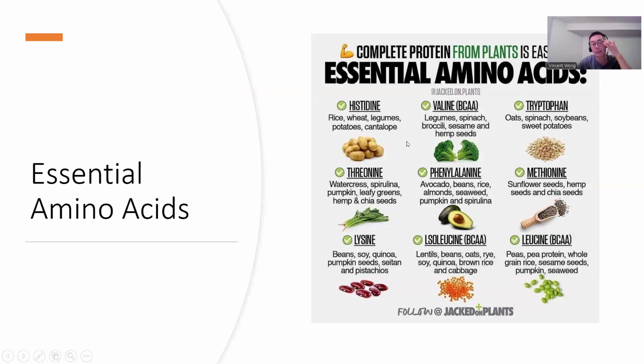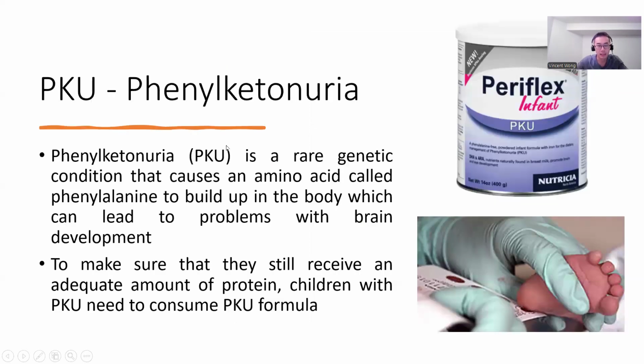So these are the nine essential amino acids. You don't have to memorize them. If you're not a picky eater, you should be able to obtain these essential amino acids just through your regular diet. Some foods are particularly high in one amino acid over another. For example, avocado, beans, rice, almond, and seaweed are particularly rich in something called phenylalanine.